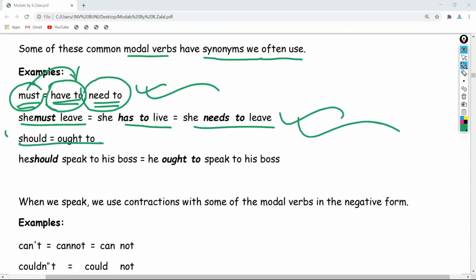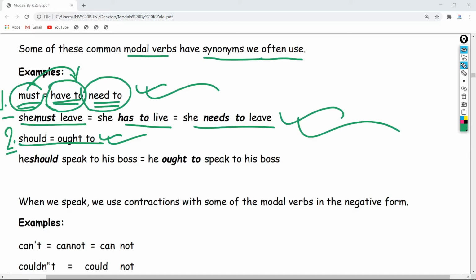Should is similar to number 2. We are talking about should. Should is similar to ought to. One should love one's country. One should respect one's parent. One ought to love one's parent.